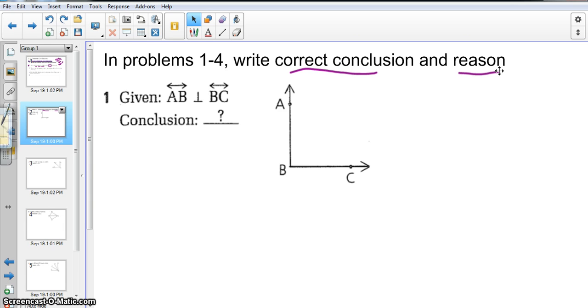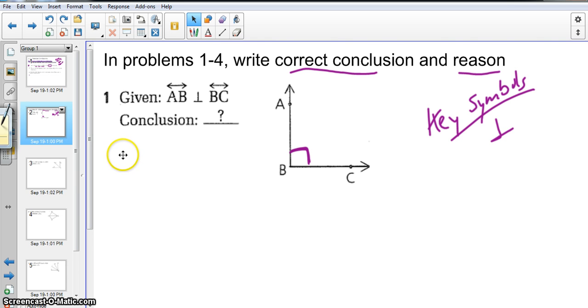So in our given information, we have line AB is perpendicular to line BC. 2 things we need to do. Mark our diagram as we normally would do. So we have a right angle there at angle ABC. And now we need to think about our key words, or in our case, key symbols. In our case here, the key symbol would be perpendicular. Since we already know, and we marked this on our diagram, that angle B would be a right angle, that would be a direct result from our given. So our conclusion could be that angle B is a right angle.